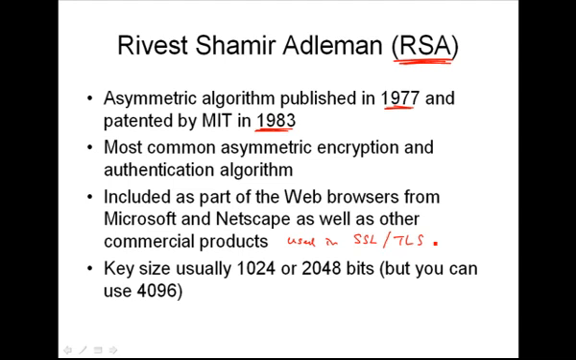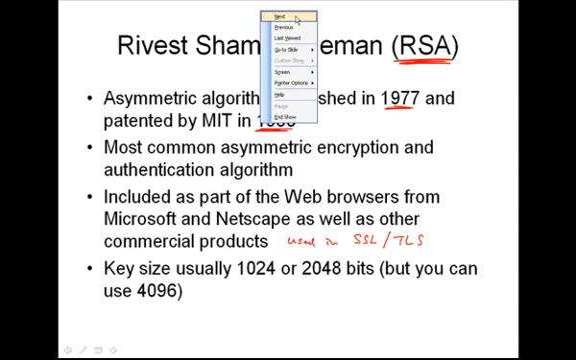Key size 1024 or 2048, but you can also go up to 4096. Again, longer key sizes are slower, but much more secure. With longer key sizes, you are dramatically increasing the number of possible combinations that has to be checked by someone who's trying to crack or discover the private key for a corresponding public key. So longer keys are definitely more secure, but slower.